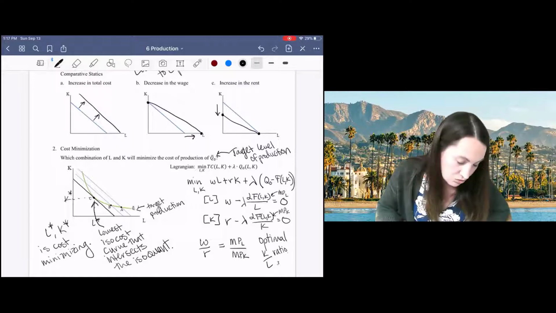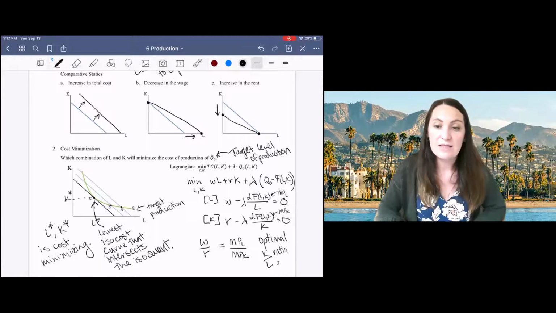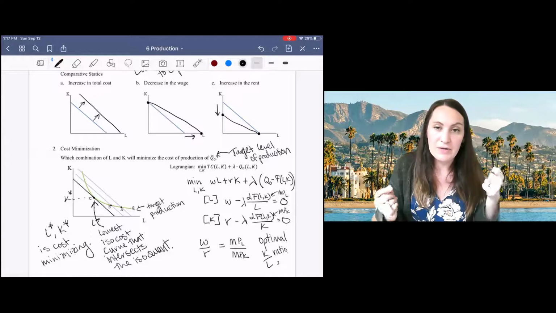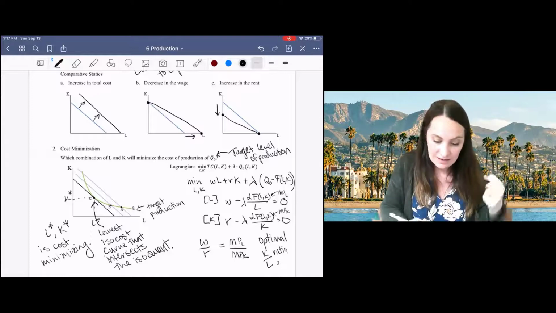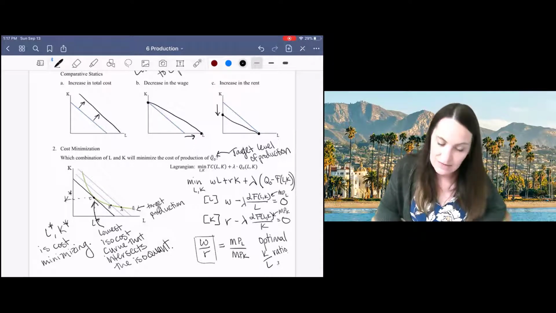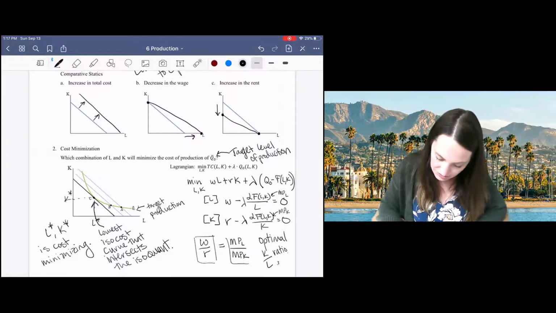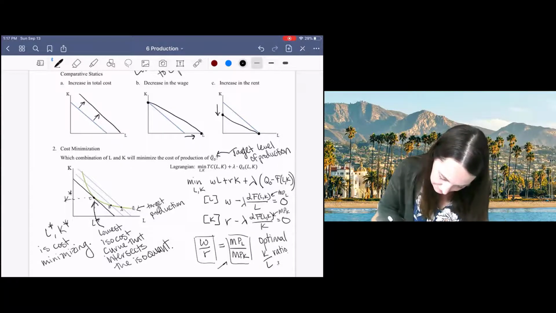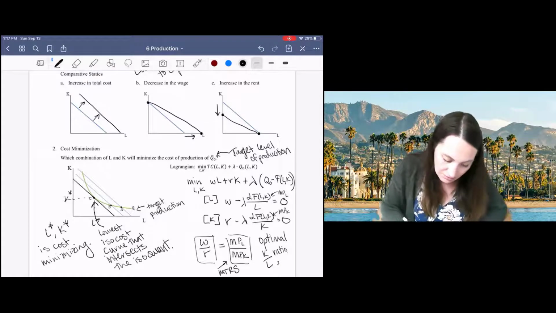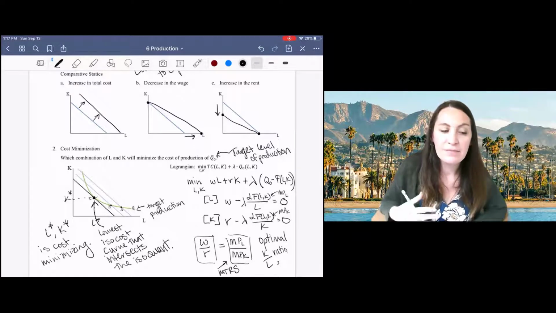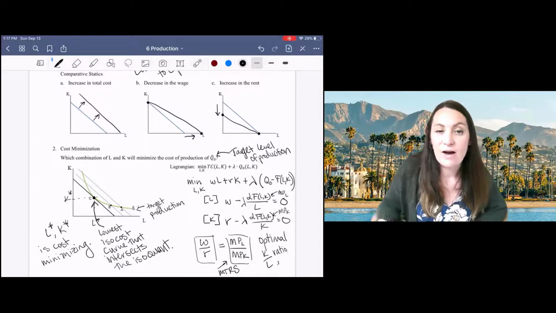And you notice that what we've done here really is to set the slopes of our two curves equal to each other. Remember, the slope of the isocost curve is the ratio of prices of the inputs, and the slope of our isoquant is the marginal rate of technical substitution. So again, what we're doing is finding this tangency that tells us the quantity of labor and capital that we can use to produce our target production level that will minimize the cost of production.